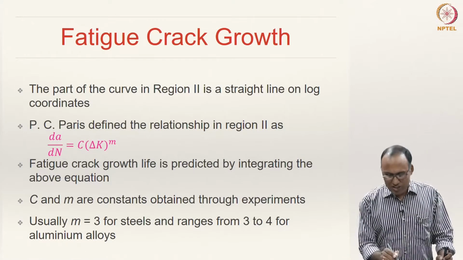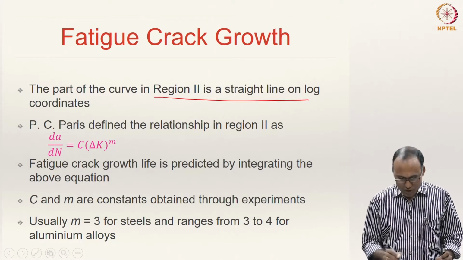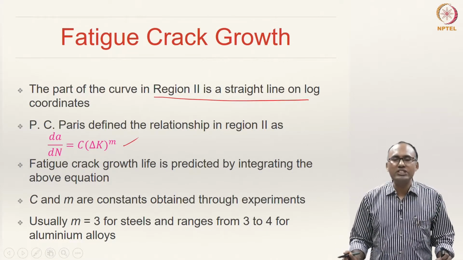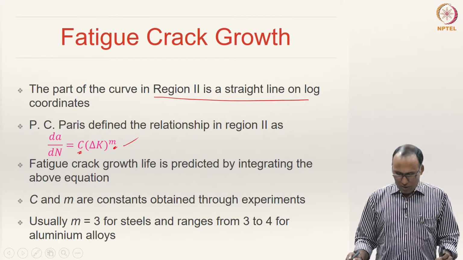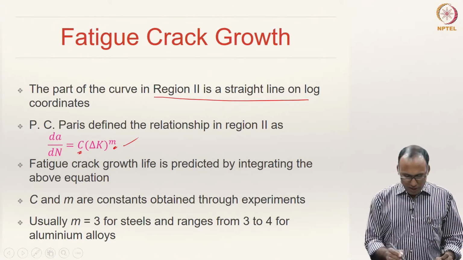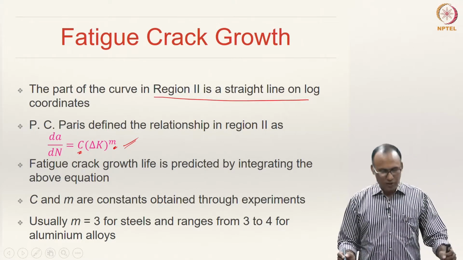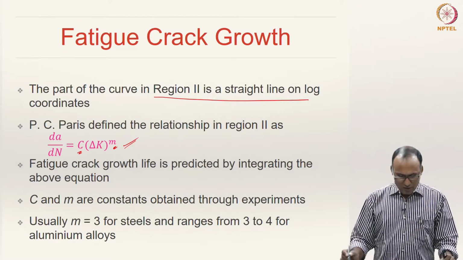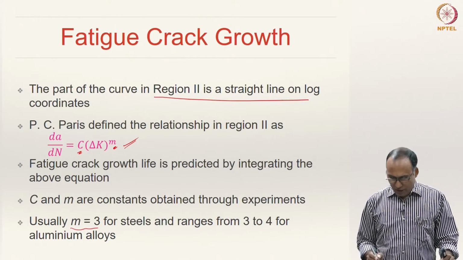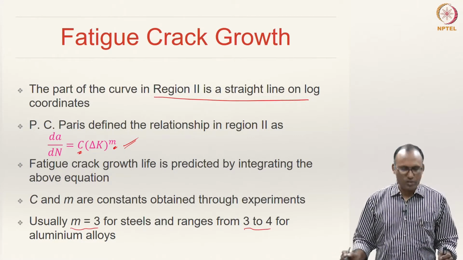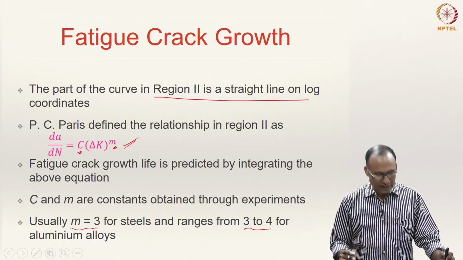The part of the curve in region 2 is a straight line on log coordinates. Paul Paris defined the relationship in region 2 as dA by dN equal to C delta K power m, where C and m are material constants. Once you know the material constants and delta K, you can integrate this equation to get the fatigue crack growth life. For steels m is usually equal to 3, and for aluminum alloys it ranges from 3 to 4 in general. For other materials, one can find the value of m from design data handbooks.